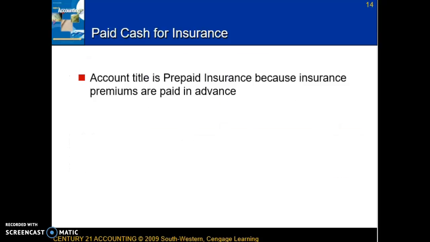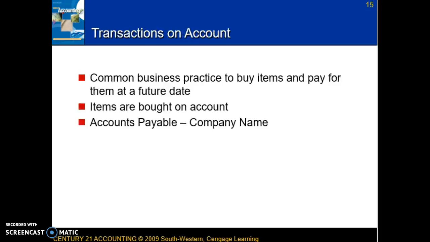Okay, paid cash for insurance. This account title is going to be prepaid insurance because insurance premiums are paid in advance. You pay it maybe 6 months, you could do a month, 6 months, a year in advance. Another common thing that happens is when you buy something but pay for it at a future date. And businesses do this all the time. You call it items bought on account. And the common name that we'll use is accounts payable and then dash the company's name. So if I charge something at Cenex, it would be accounts payable dash Cenex.